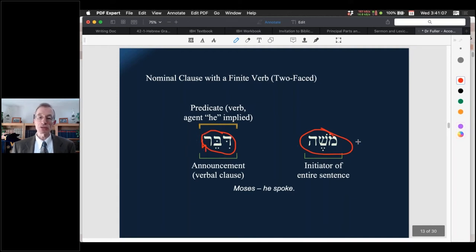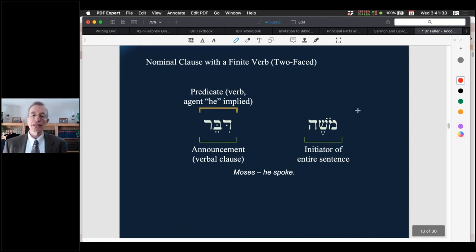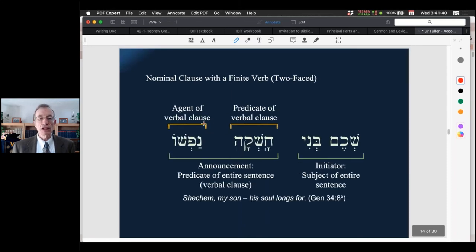So really, this is a casus pendens. This is preoccupation to them. As for Moses, he, it's implied, and the he is preoccupied with this word floats. It's suspended according to the grammarians, the Semitic grammarians. That's the way they see it, okay? So this is the subject of the entire nominal clause, but the subject of the announcement is the implied he, okay? So here, this shows you even more particular about what I was just saying.